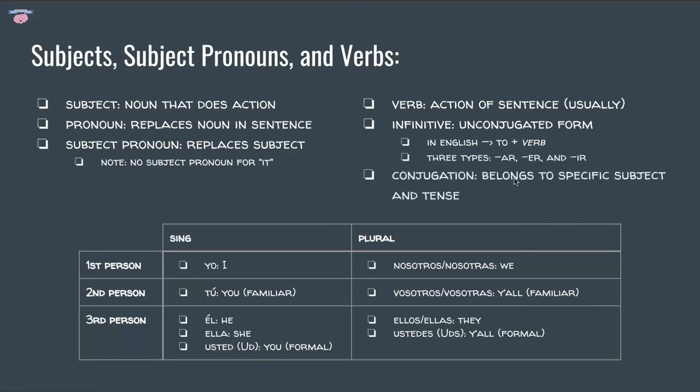A conjugation is when the verb belongs to a specific subject and tense. So we'll mostly talk about the present tense in the beginning. And for example, the conjugation of the verb would belong to first person singular. This is the specific subject, and present tense.